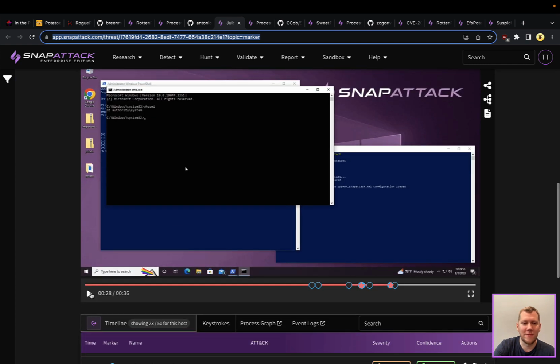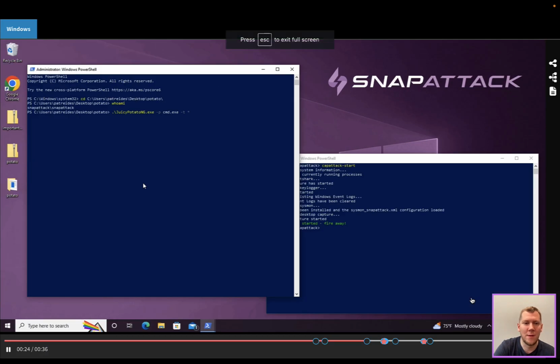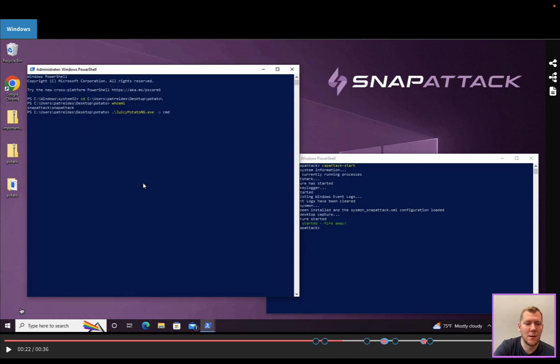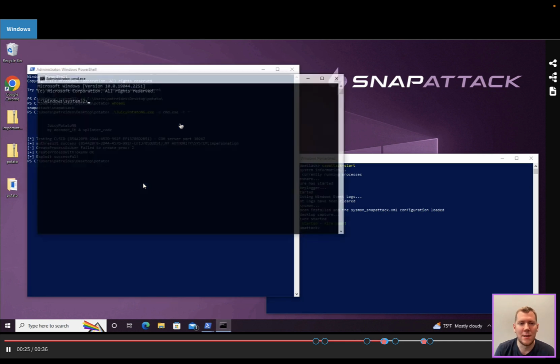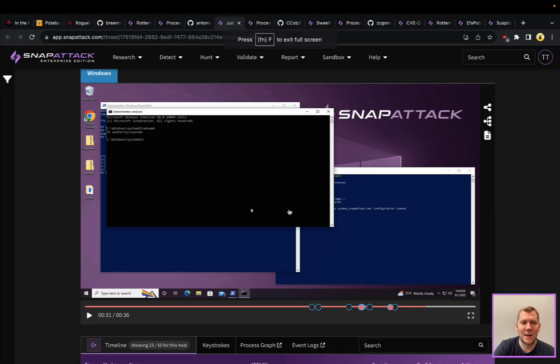Again, it's going to have a very similar look and feel. If we come back to this threat, I'll back this up a little bit. So here we are, we ran whoami, and we were the SnapAttack user. And we are going to run JuicyPotato, spawn a CMD, and then we're going to see we have that, again, NT authority system shell here. So again, does everything that is advertised.